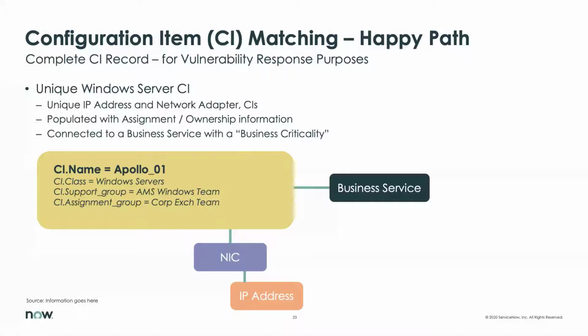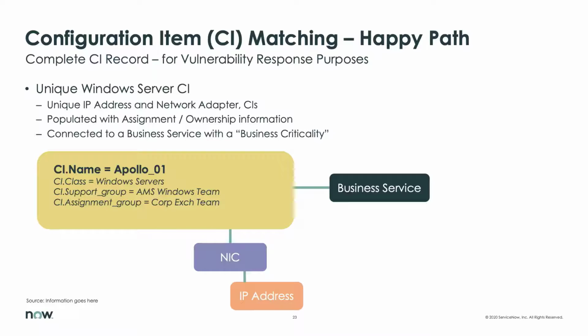So to kick this off, let's talk about the happy path. If I have an asset from a third-party scanner, I bring that into the ServiceNow CMDB and say, hey, do you have a home for this? The happy path, here's an example of a Windows server. We have one Windows server, it's very unique, there aren't any duplicates. In this case, we may have an attached network adapter with an IP address attached to that, or you may have all the IP information living directly on the server itself.